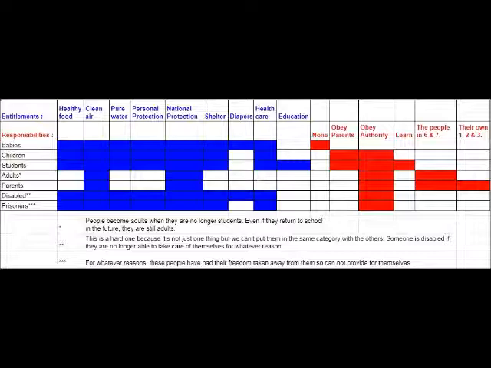And one thing that kind of sucks is that when you are a parent or when you're an adult, you don't have too many entitlements, but your responsibilities are pretty broad, as you can see. Because obviously, if you're a parent, then you have the responsibility to take care of one, two, three, six, and seven.